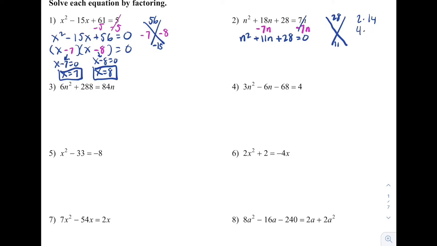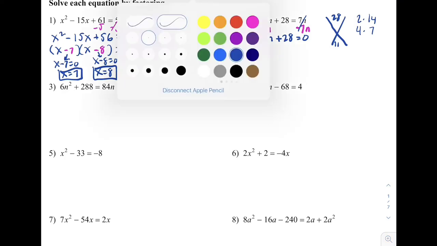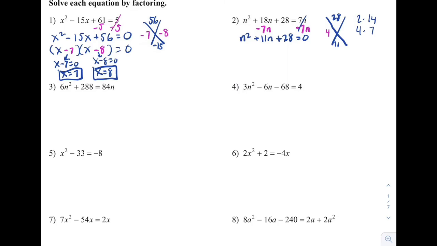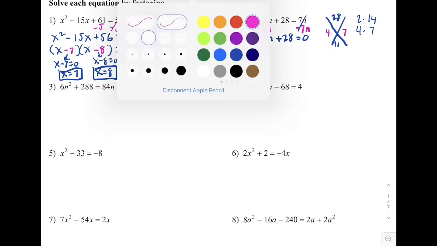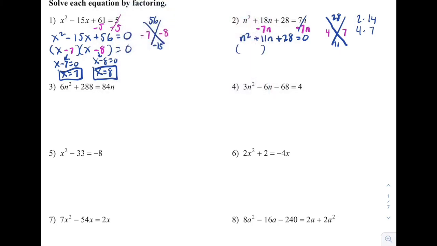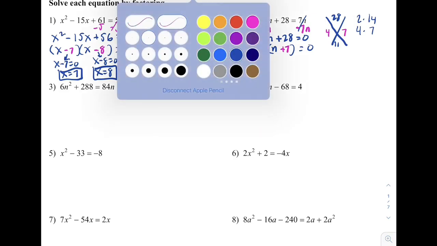4 and 7. That works, right? 4 times 7, 28. 4 plus 7 equals 11. So our two numbers will be 4 and 7. I'm going to write that in our factored form, equal to 0. Now we're using n. And we put our two numbers in there. So you have n plus 4, n plus 7.